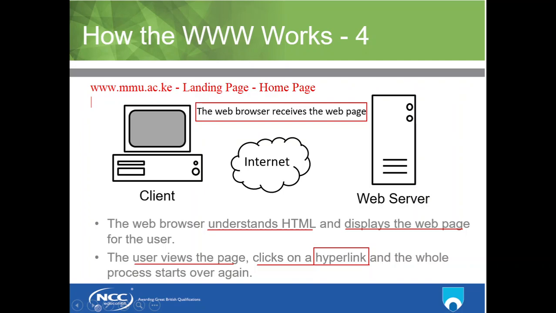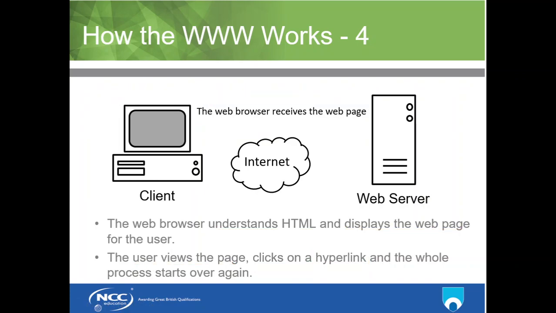So you'll click on the e-learning portal hyperlink. When you click on the e-learning portal hyperlink, it's going to send the request again using HTTP. The server is going to check whether you are allowed to access the e-learning portal, then send back a copy of the e-learning portal web page to you. So really, in summary, that is how the www works.